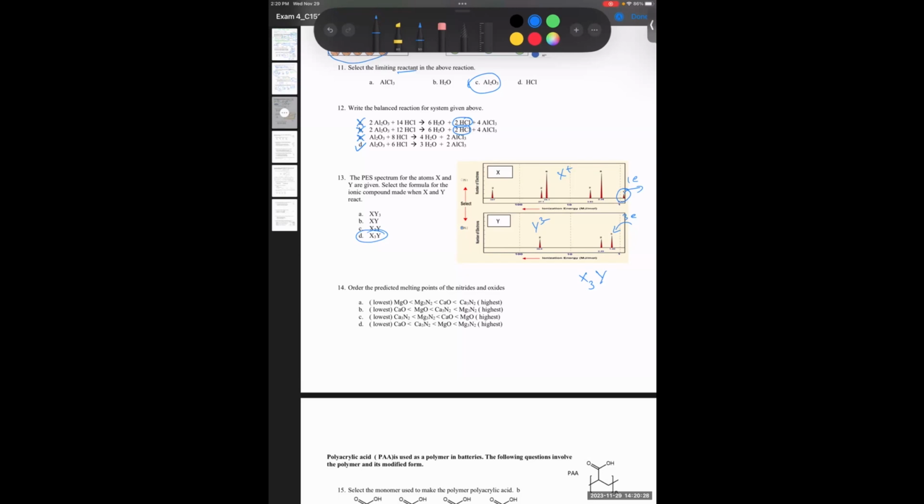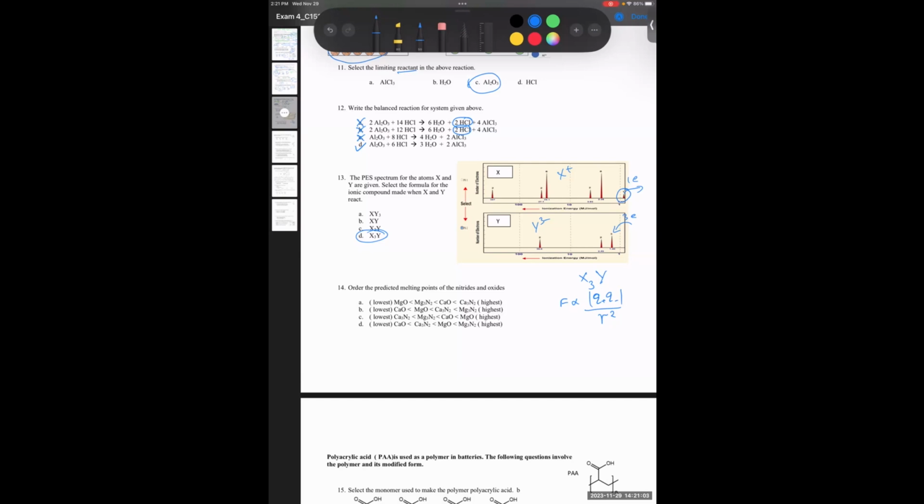Question 14. Order the predicted melting points of nitrides and oxides. Remember, the melting temperature is all about the force, which is directly proportional to the charged product. We only consider the absolute value of that, and it is inversely proportional to the distance between the ions squared. That's the first thing that should come to your mind when they're asking for the relative melting temperatures.